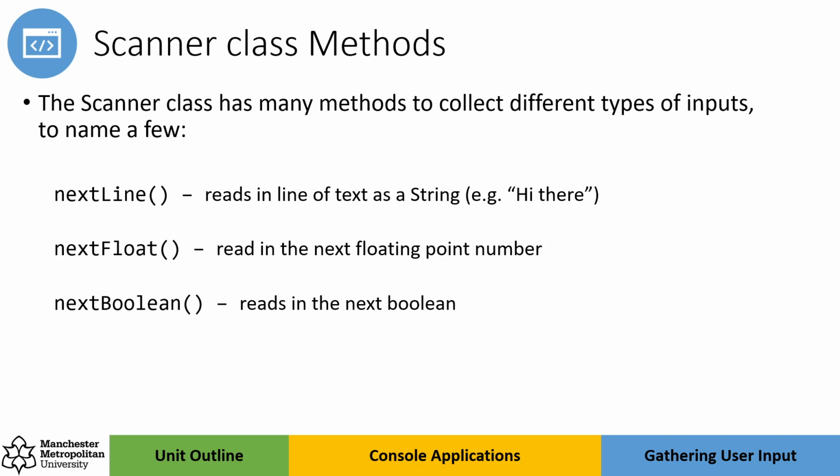So in that example there, we fetched the next integer that was typed in, but the Scanner class has many different types of methods for collecting different types of inputs. So for example, nextLine will fetch the next line of text, and it will return it as a string. So for example, "hi there". The nextFloat will fetch the next floating point number typed in. NextBoolean will fetch the next boolean typed in. When you use Eclipse and you type scanner.next, it will actually give you a list of all the valid methods that the Scanner class has.